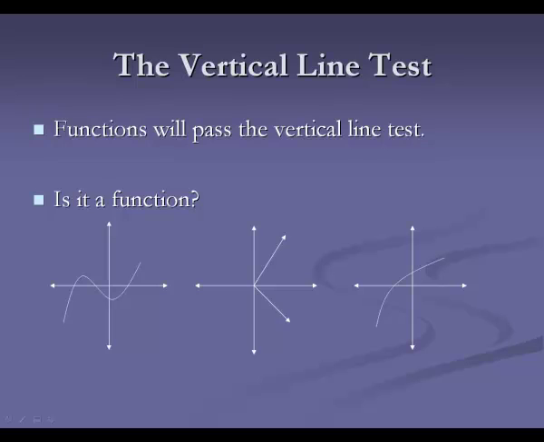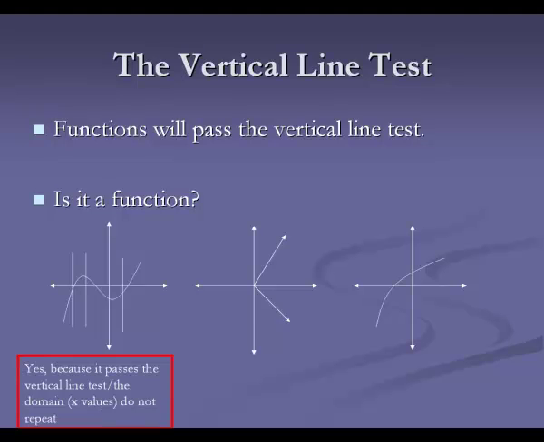Using the vertical line test, you can look at a graph to see if it's a function or not. If you draw vertical lines through your graph at different points, and you're touching your graph only once per vertical line, then it is a function. So the first one is yes, a function, because every time I draw a vertical line, I'm only touching my graph in one place.